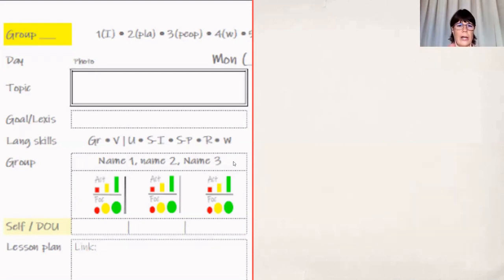The way I work is I work with specifically set groups. Sometimes I combine them, but most of the time they work in specific groups. And here is where I note the activity of the child during the presentation. Here is the activity and here is the focus. So I just take a pen and cross out whatever color is relevant for the activity of the child.